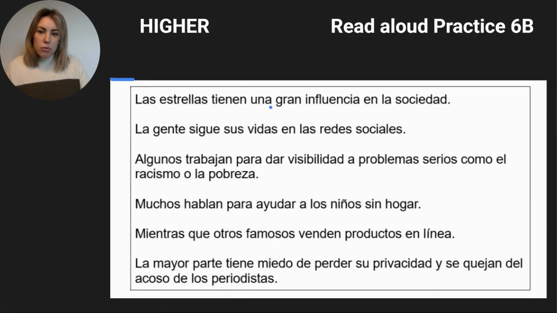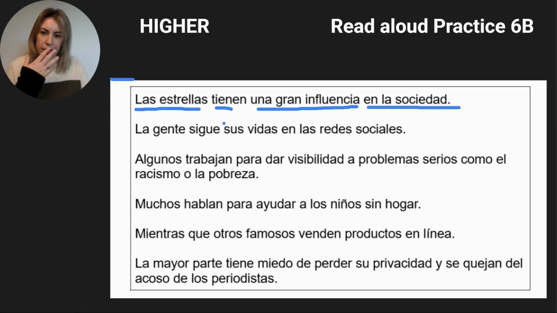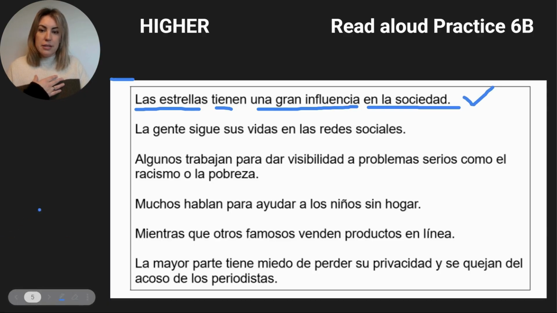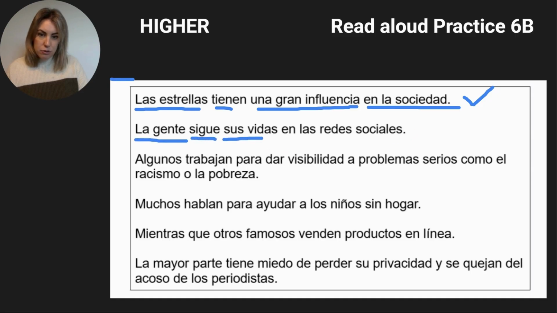Las estrellas tienen una gran influencia en la sociedad. I will read through it many times in my reading paper, and then I'll break it down to make sure that I am translating everything correctly. I'll say, okay, so celebrities, or literally stars, celebrities have a great influence on society. That's what the first one says. And it continues. La gente sigue sus vidas en las redes sociales. People follow their lives on social media.